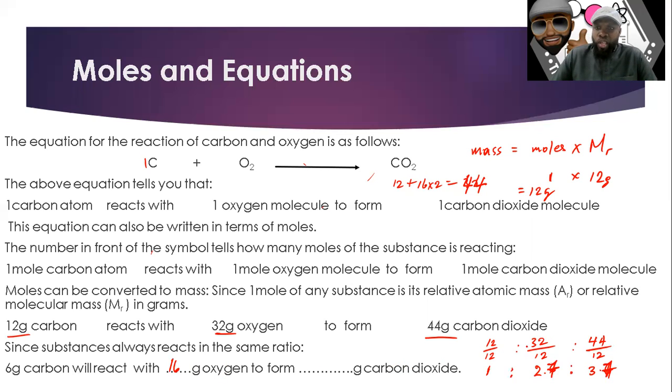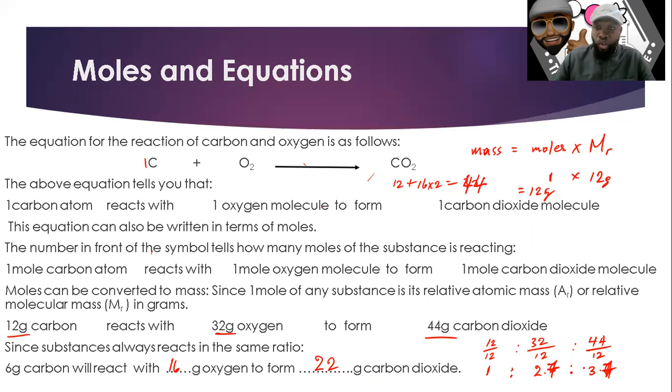Now, I don't need to go to my ratio of reacting masses to work out the amount of carbon dioxide. I can just use law number 2, which states that mass is always conserved. So if I've got 16 grams of oxygen and 6 grams of carbon, then I know that the amount of carbon dioxide that would be produced would be 16 plus 6. And 16 plus 6 would give me 22 grams of carbon dioxide.